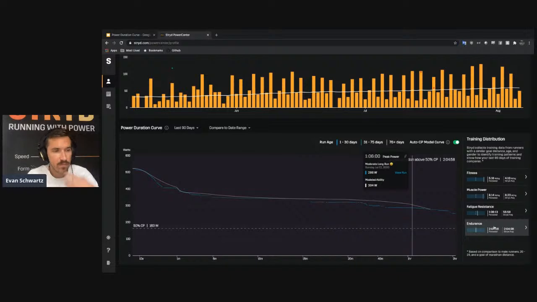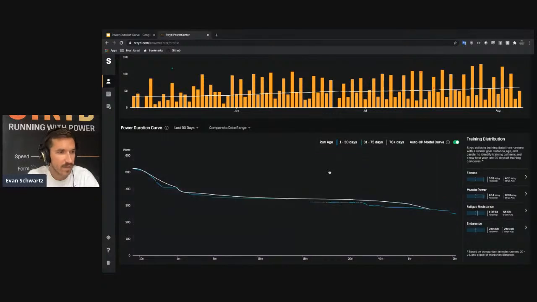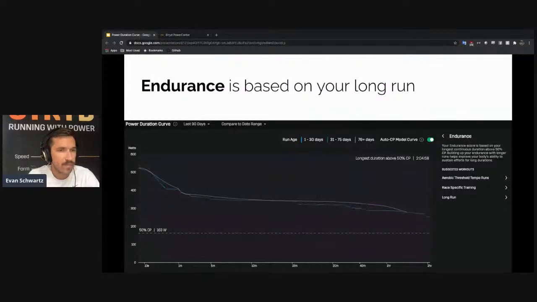So some cool things that we can understand not only about our power duration curve as individuals, but how we stack up and how our training is distributed based on that data from the power duration curve. That's the thing that I like to look at the most, I think. So let's go to the take-home points.